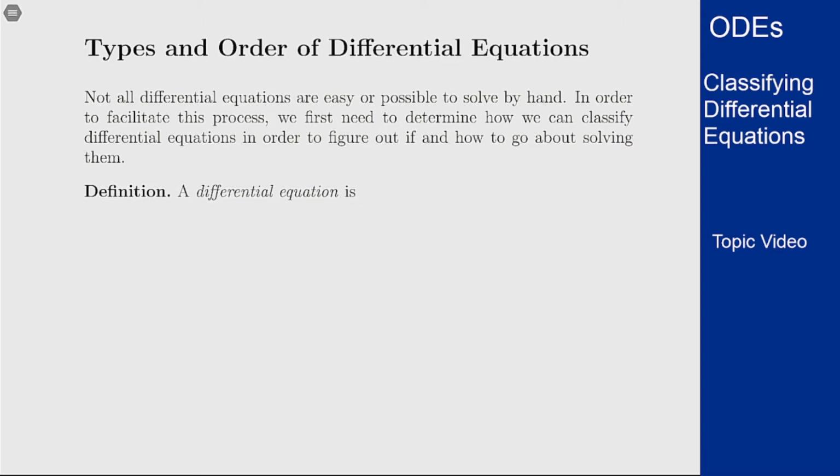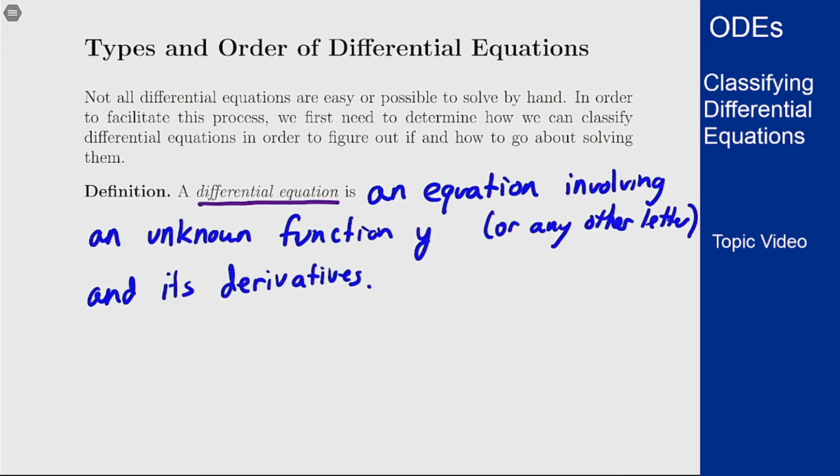A differential equation is an equation involving an unknown function and its derivatives. For this, we'll call y the unknown function, but it could be any letter you want to use. We call this an ordinary differential equation if y has only one independent variable, and so all the derivatives in the equation are normal derivatives.